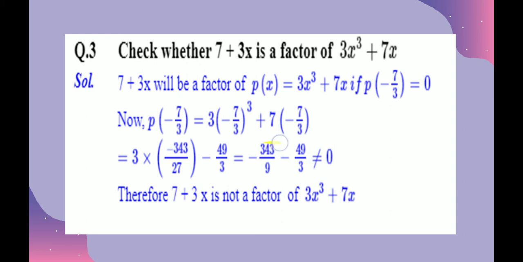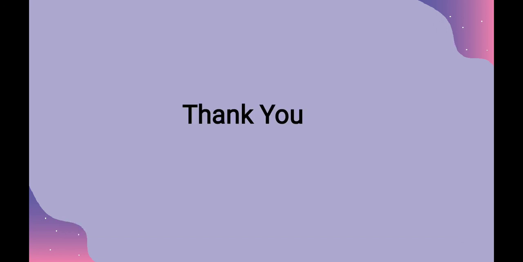Which is equal to 3 multiply minus 343 upon 27, as cube of 7 is 343 and cube of 3 is 27, minus 49 upon 3, and on solving this we will get minus 343 upon 9 minus 49 upon 3. If we further solve this, then the result will not come 0. Therefore, 7 plus 3x is not a factor of 3x cube plus 7x. Now, this is all about this exercise. Thank you.